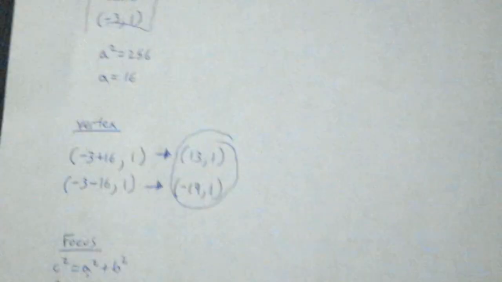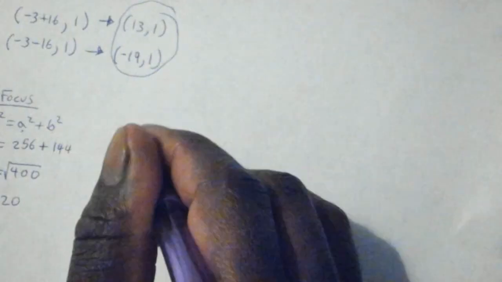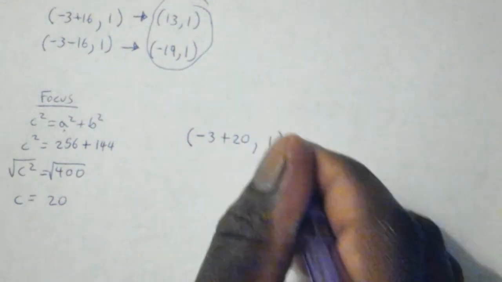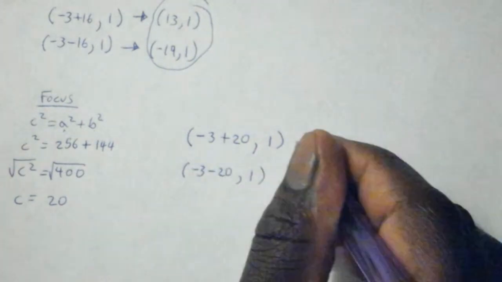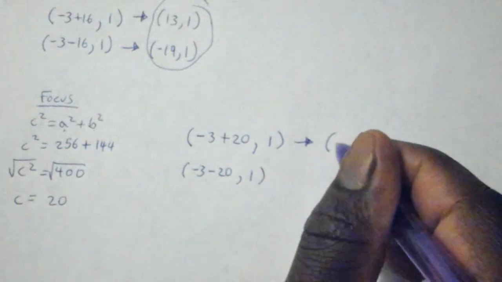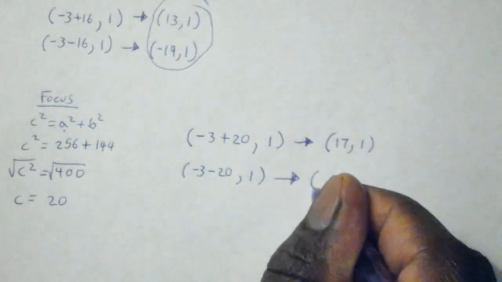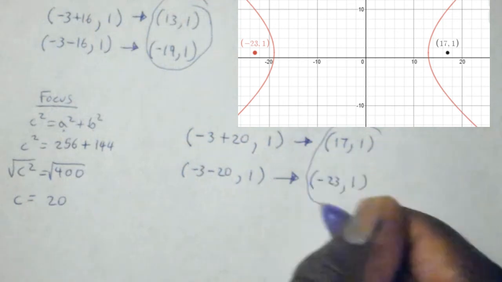Because we're dealing with a horizontal hyperbola, that means that the x value of the center is going to change. So we're going to use that same c value that we got to change it. We're going to say -3 plus our c value, which was 20, comma 1. And then we're going to say -3 minus 20 to get our other focus, comma 1. If we work everything out, we're going to end up with the point 17, 1, and also the point -23, 1. And so that would give us our two foci.